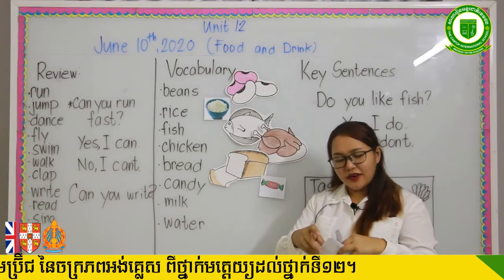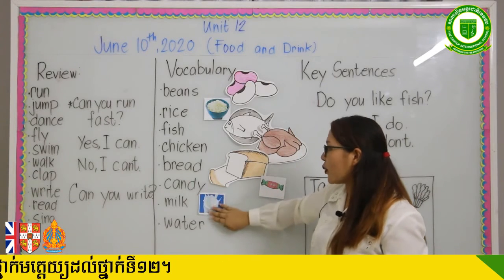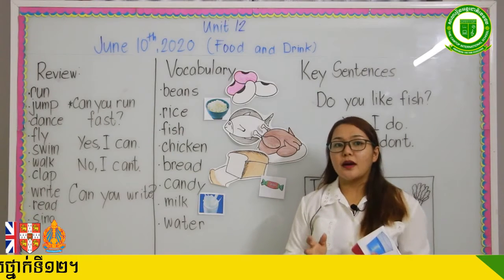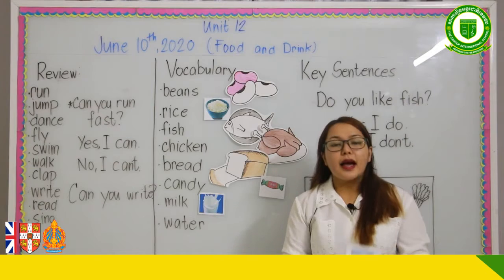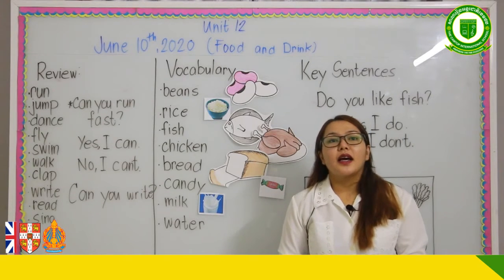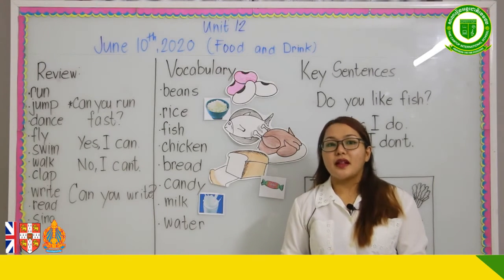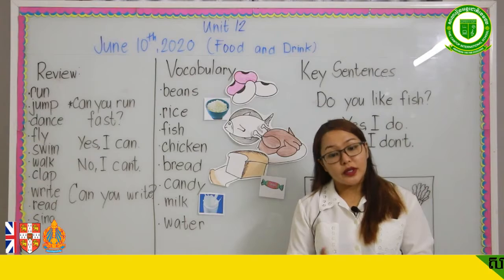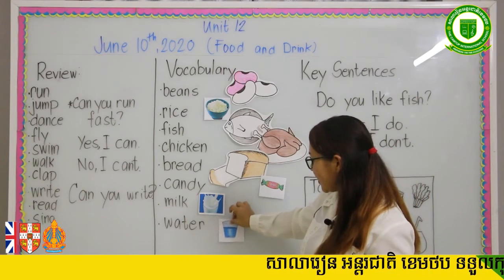Okay, milk is very common also for children, because milk is very important, especially growing up, because it makes your bones stronger. That's why when you're still young, especially when you're a baby, mommy and daddy feed you with milk every day, because it's very important for you to be stronger. Okay, especially for your muscles.